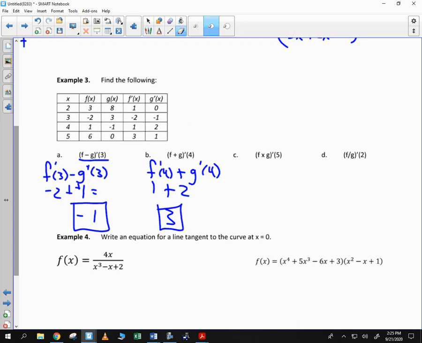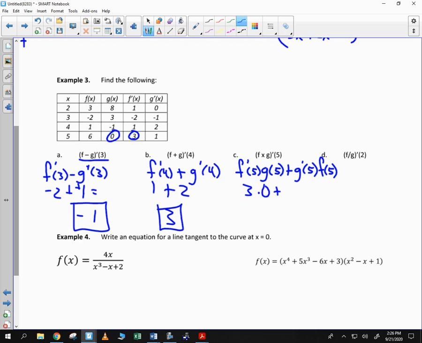But when we are multiplying, we must do f prime of 5 times g of 5 plus g prime of 5 times f of 5. So you use the product rule. F prime of 5 is 3. G of 5 is 0. G prime of 5 is 1. f of 5 is 6. 0 plus 6 is 6.